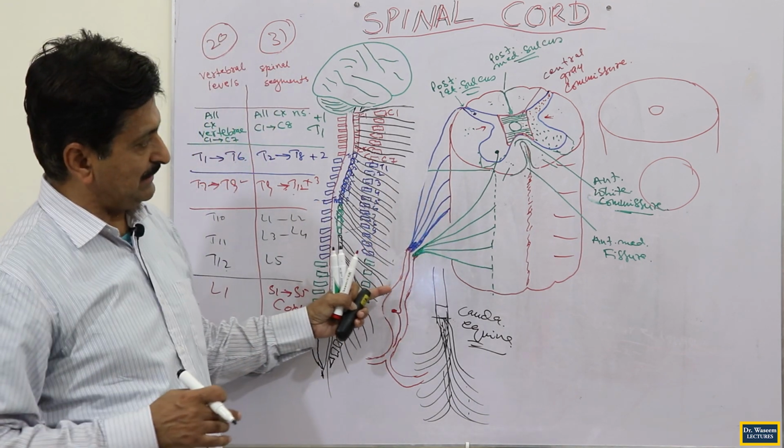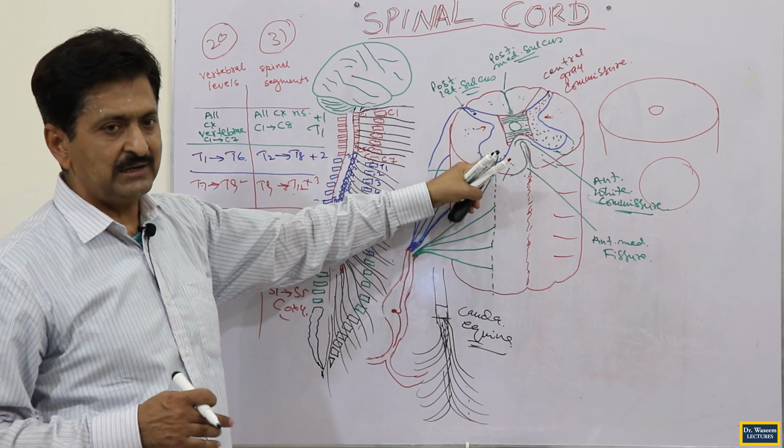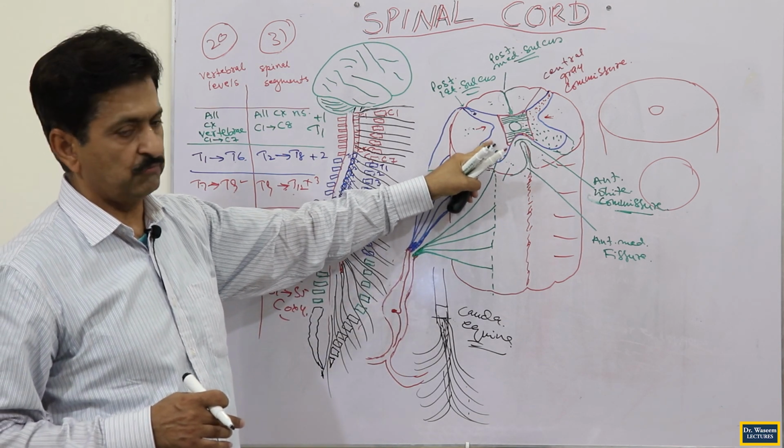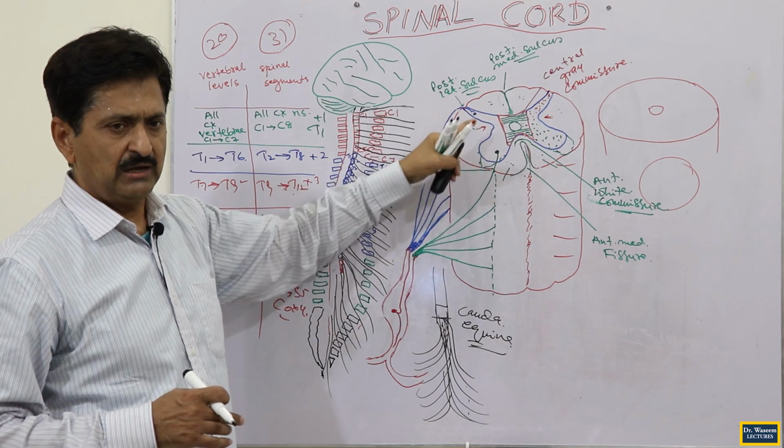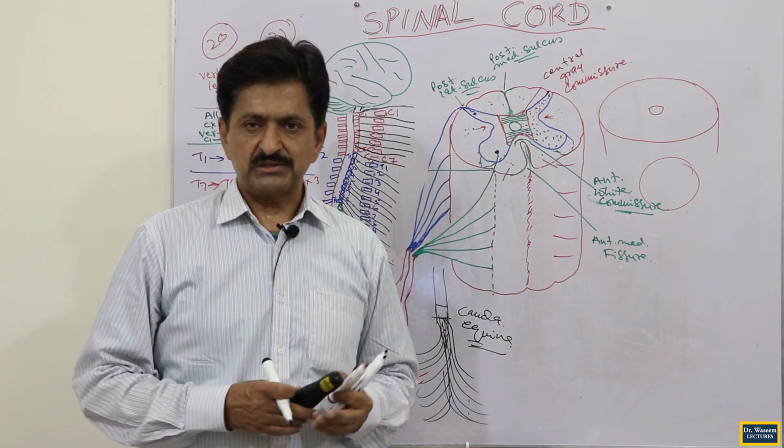Now in the next discussion, we will be discussing the internal morphology, and we will be focusing on our gray matter, the sensory and the motor gray matter. This was today's class.